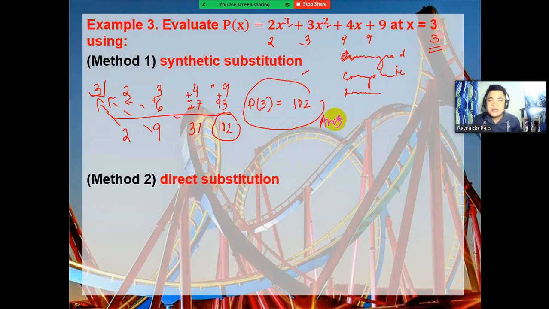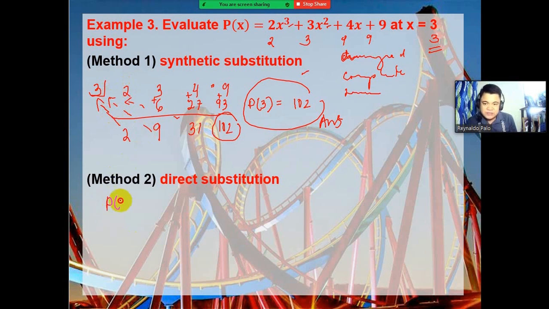Please be careful in multiplying and adding so that you will be able to acquire the right answer. Now let's have the second method, or method 2, which is what we call the direct substitution. We must also get 102. For direct substitution, just substitute the value into the whole polynomial function. You don't need to make sure that it is arranged and complete. Now, I would like you to get your calculators and just do it on your calculators to make your life easier.